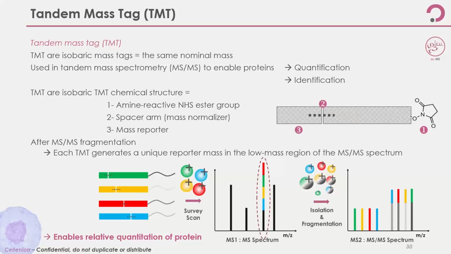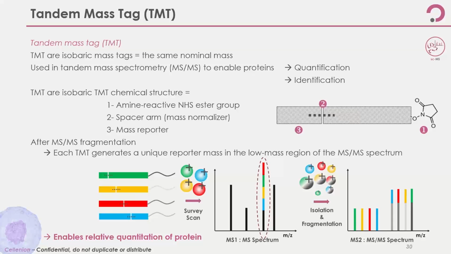When one uses tandem mass tags, it means that after the MS/MS fragmentation, each TMT label will generate a unique reporter mass in the low mass region of the MS/MS spectrum. So it's a little bit like, it's totally like using a barcode. Basically you barcode peptide fragments with a TMT label.